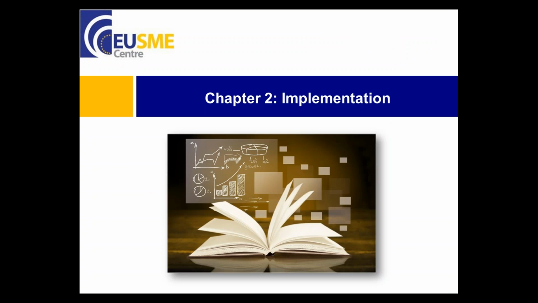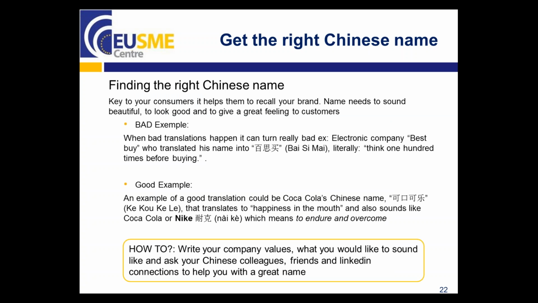Okay, so going to part 2, implementation. Implementation, I have identified 6 elements. The first one, and it's the first step, is getting the right Chinese name. Finding the right Chinese name may be, again, a super big headache, but it's so important for your brand that you really have to pay attention and to be very specific. You have 3 elements for the name. It has to be nice to hear, nice to look at, and has a meaning.